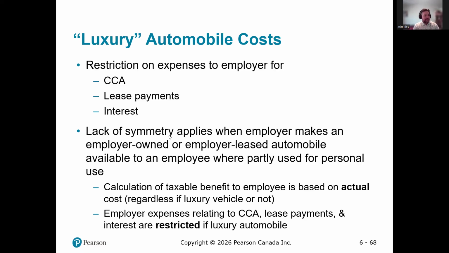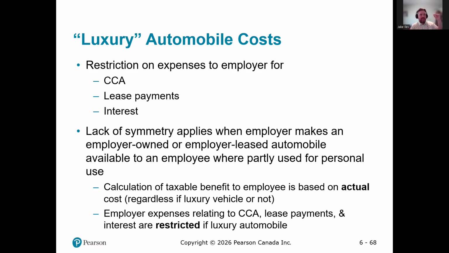There's a lack of symmetry that applies when an employer makes an employer-owned or leased automobile available to an employee, especially if they use it for personal use. In chapter 3, we talked about the standby charge and the operating benefit. If I work for a company and they give me a vehicle that I can drive around for business and for my personal use, I benefit from a portion of the cost of that vehicle. That benefit is 100% included in my income.